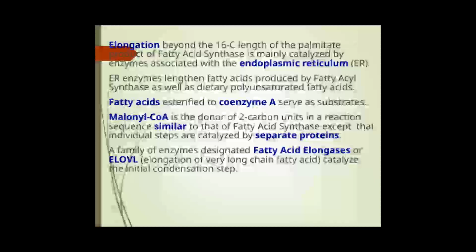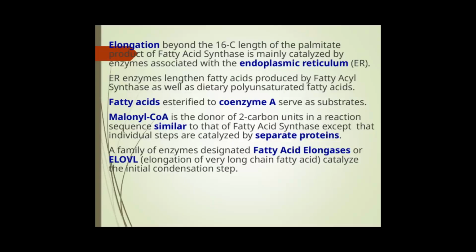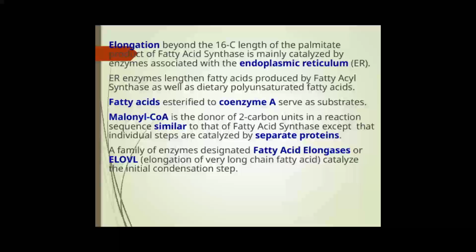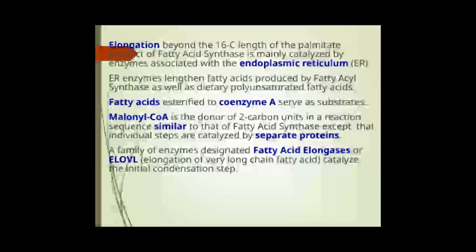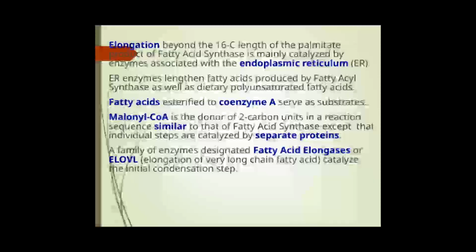The process is quite similar to fatty acid synthesis, but with a key difference. Each step is catalyzed by different proteins rather than a single multifunctional enzyme. Now, the initial step of elongation, the condensation, is carried out by a family of enzymes called fatty acid elongases, or ELOVL enzymes. They catalyze this first critical step in building longer-chain fatty acids, especially very long chains. Connecting this all back to the bigger picture, these elongation processes are essential for producing the diverse array of fatty acids our bodies need, not just for energy storage, but also for membrane structure and signaling functions.